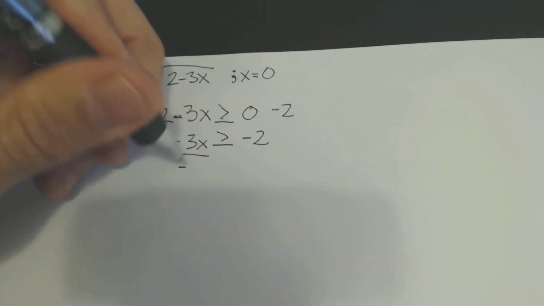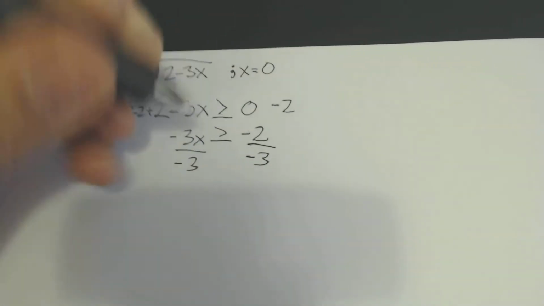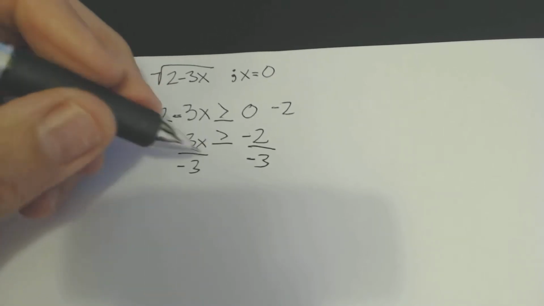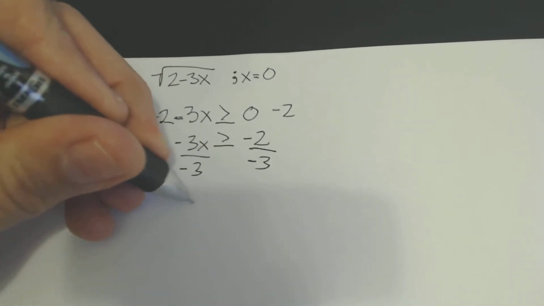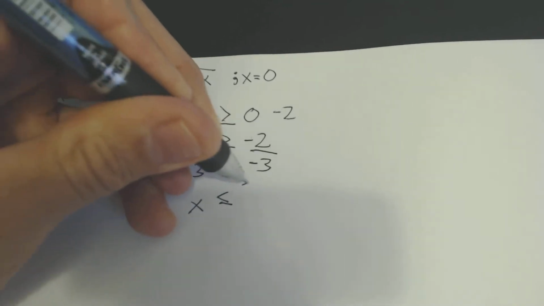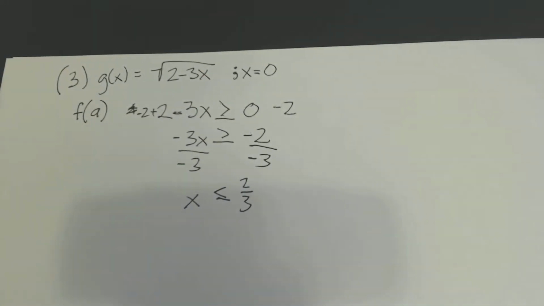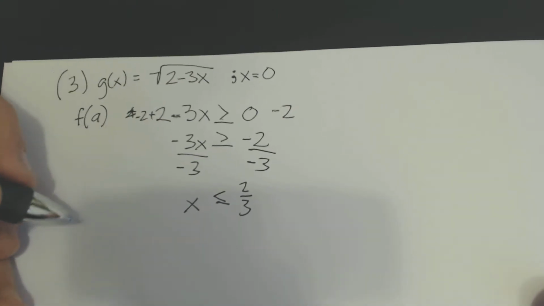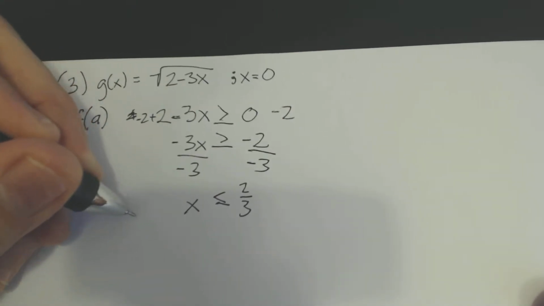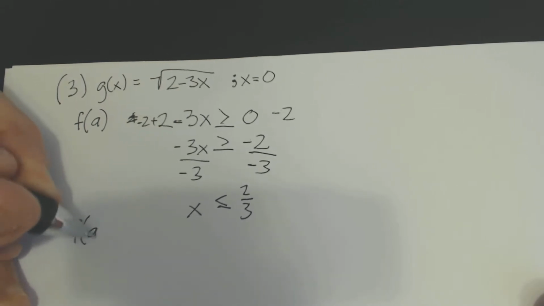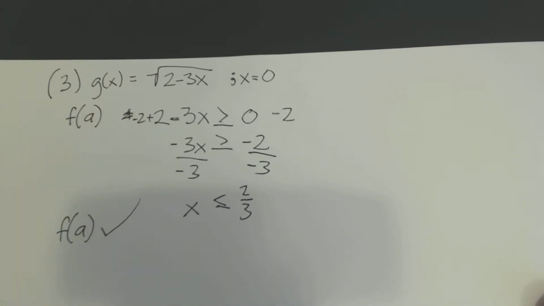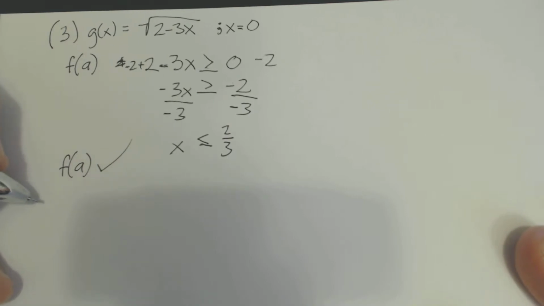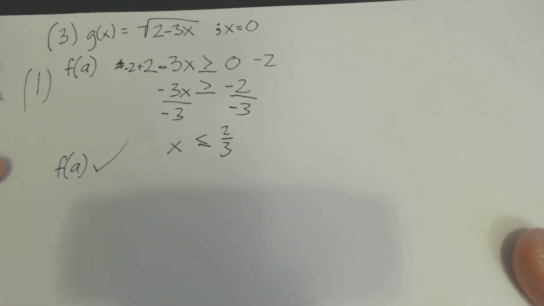And then we divide both sides by negative 3. We have an inequality here, so that's going to switch the direction of the inequality. So we're going to have x is less than or equal to 2/3. So as long as x is less than or equal to 2/3, then the function can be evaluated at those values. So 0 is less than or equal to 2/3, so then f of a does exist. Okay, so that's the first condition, and it's been met.